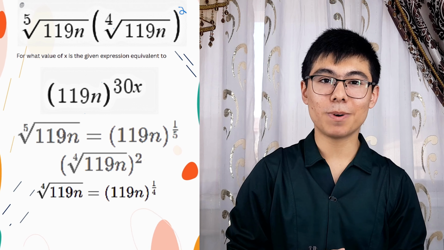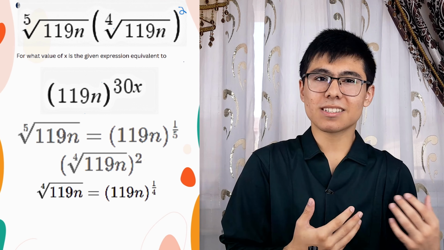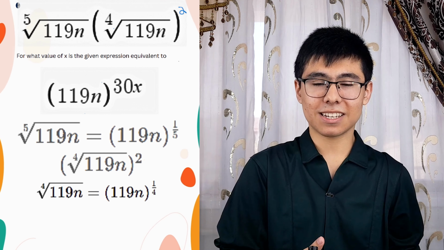So far so good, but then there is that square hanging outside, which makes you wonder, how does this even change things? And then you decide to tackle it. The fourth root of 119n squared equals 119n to the power of 1 over 4, to the power of 2. So you get 119n to the power of 1 over 2. Now you're getting somewhere. You've successfully transformed both parts of the expression. But what's next? And then you realize it's time to combine them.